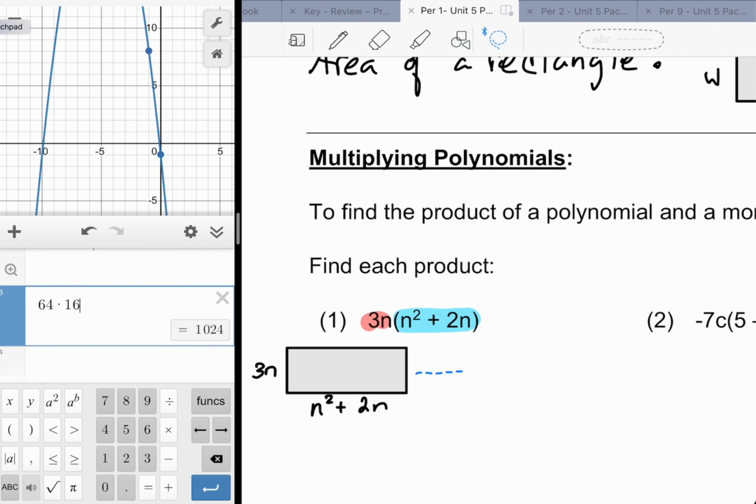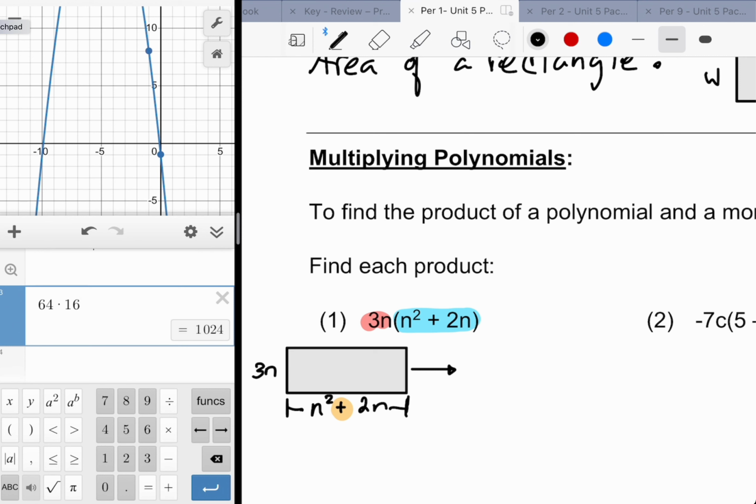But what makes this unique is the sum. This sum here, this plus, is telling me that I can have part of the length of this rectangle be represented by the n squared and the other part be represented by the 2n, because if I add them together, that would give me the whole length. So it's this entire distance that's represented by n squared plus 2n.